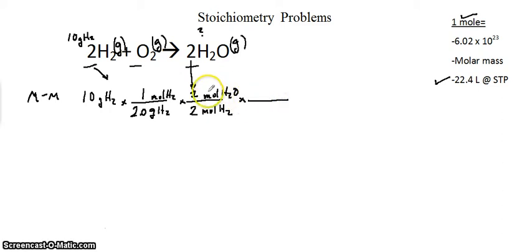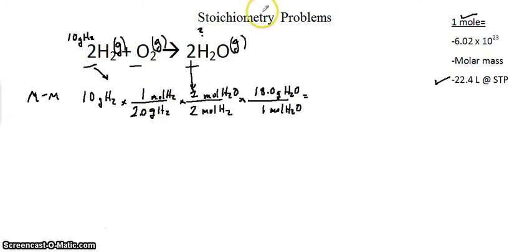Now, at the end here, what I want to know is the mass of the water. So what I will do is go from moles of H2O, and basically I'm going from 1 mole to the molar mass of water. If you look on your table, oxygens are 15.999, so we're going to round that to 16. These are 1 each. So that would be 18.0 grams. And this is of water.